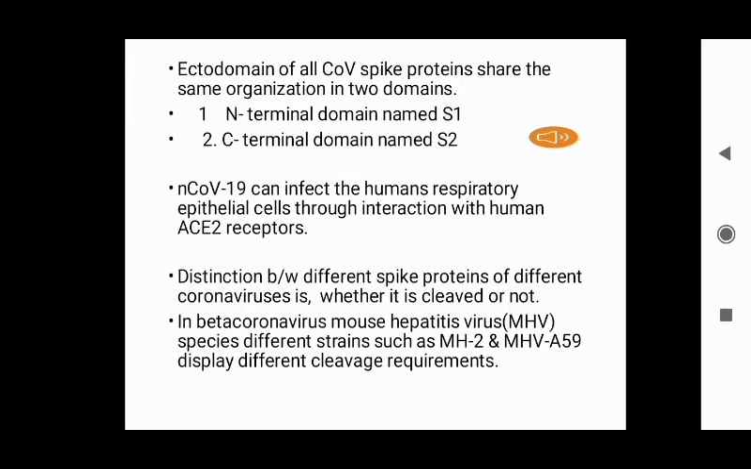Interestingly, within the beta coronavirus, mouse hepatitis virus, that is MHV species, different strains such as MHV2 and MHVA59 display different cleavage requirements. This has important consequences on their fusogenicity. On the next slide you will see वहाँ पे diagram है वहाँ पे.